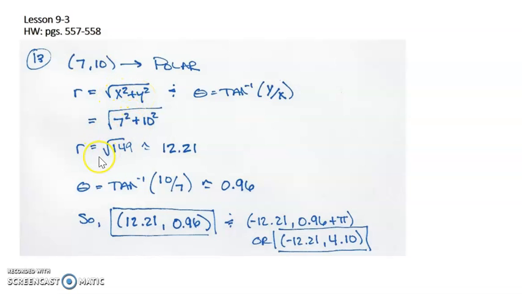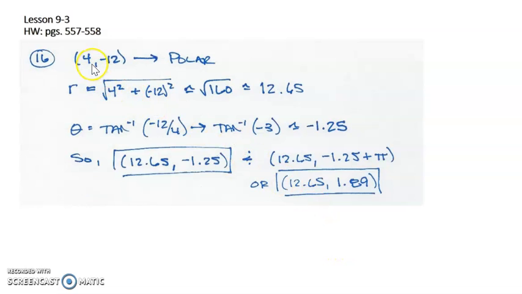So once I plug in and execute the math, the r value is 12.21, and the angle is going to be 0.96. So 12.21 and 0.96, that's radians. And so we want to get the other end of it, the back end of it. So instead of positive, we make it a negative 12.21. To find that number, we have to add pi to my 0.96. So the back end of this thing is negative 12.21 and 4.10.